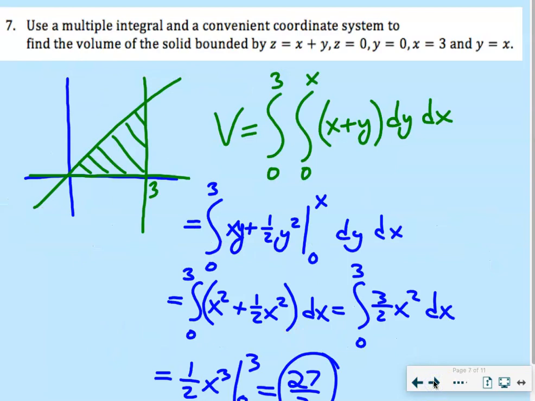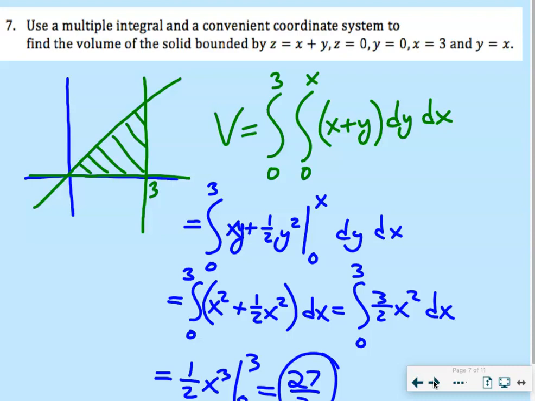Okay. Use a multiple integral and a convenient coordinate system. I love this problem. This is from our old book. I copied it straight out of the book. Our old book used to say use a convenient coordinate system, and then it would almost always just be rectangular. And you're like, oh my gosh, what else would it be? Yeah, spherical. I thought it was a typo. Nope. But then literally the previous problem actually wrote that.